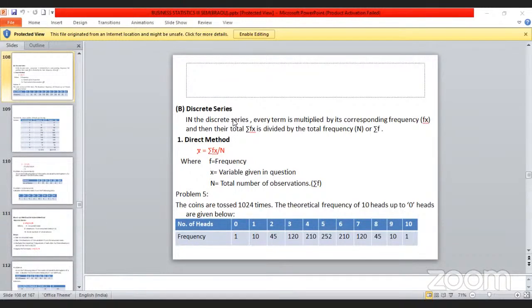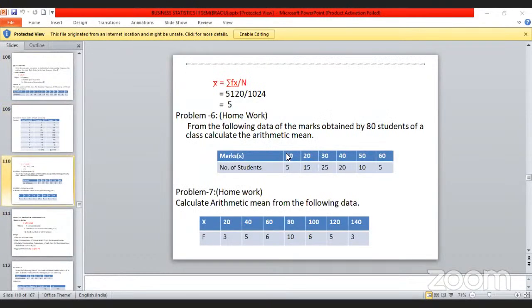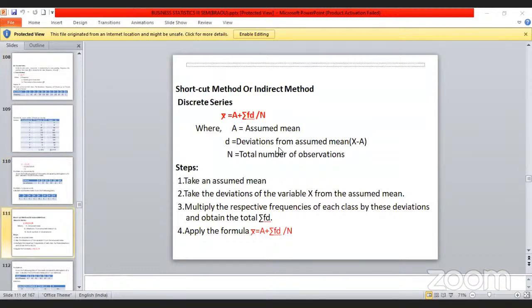Yes, and you are not writing in the notebook, no? Yes, ma'am. We are writing, but after class, so many things are there, ma'am. Okay. So next, this one also you have taken? Yes, ma'am. And the 6th and 7th are homework. You have to do them. Okay? Done, ma'am. Now we'll see the shortcut method.